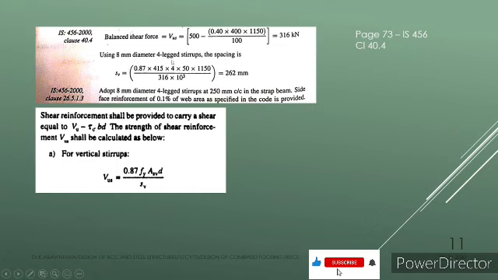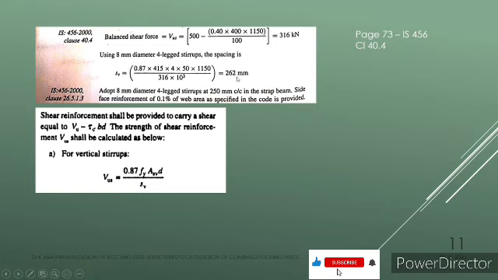Hence, for this assumption, if you find the area of the steel, pi 8 square divided by 4, you will be having 50, and we are using 4-legged stirrups, that is why 4 into 50, d here is 1150, divided by the Vus. After substituting, we got the spacing for stirrups as 262 is required. Hence, we have provided 250 mm center to center.